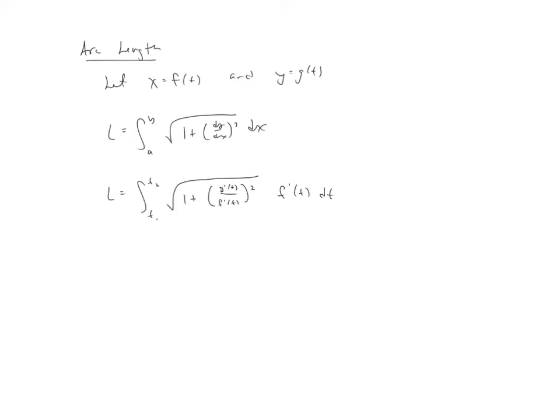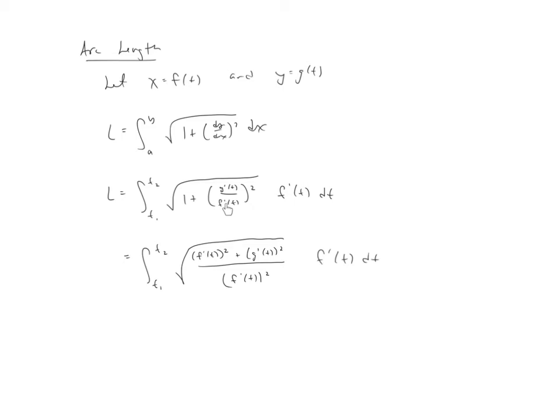So again, all I did is I changed from x's into t's, t1 to t2. The derivative of y would be g prime, the derivative of x would be f prime, and the dx, as we talked about a moment ago, goes into f prime of t dt. All right, so now a little bit of algebra here to clean this up. So t1 to t2, and then we're going to have f prime of t squared plus g prime of t squared all over f prime of t squared, with an f prime of t dt.